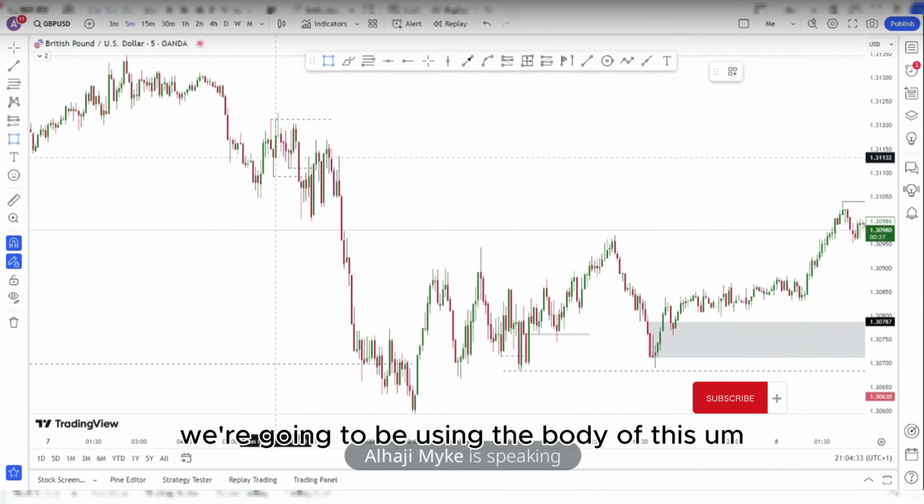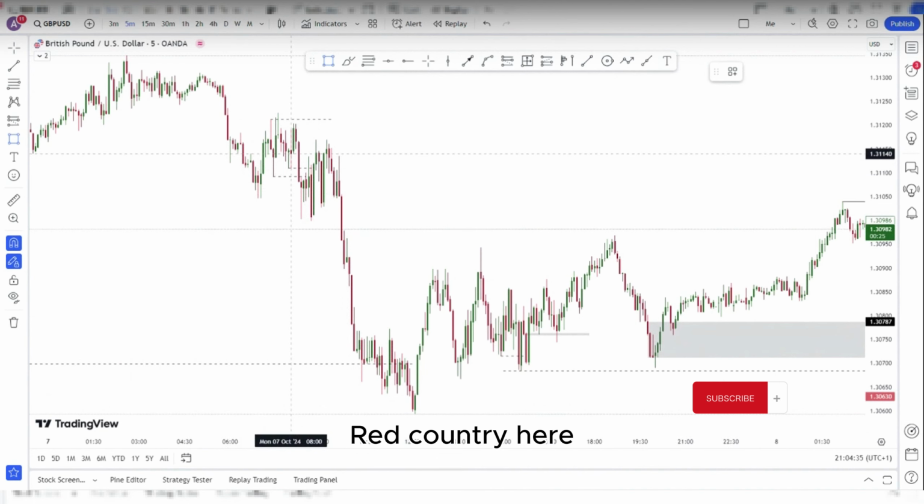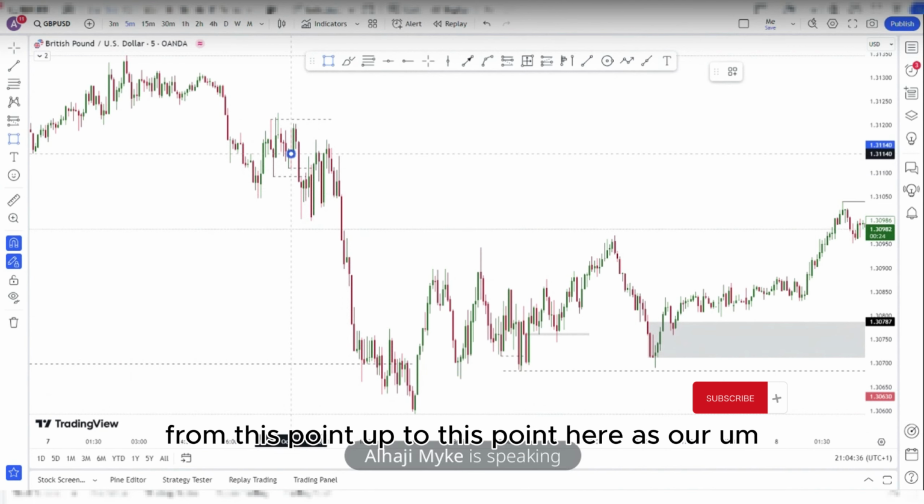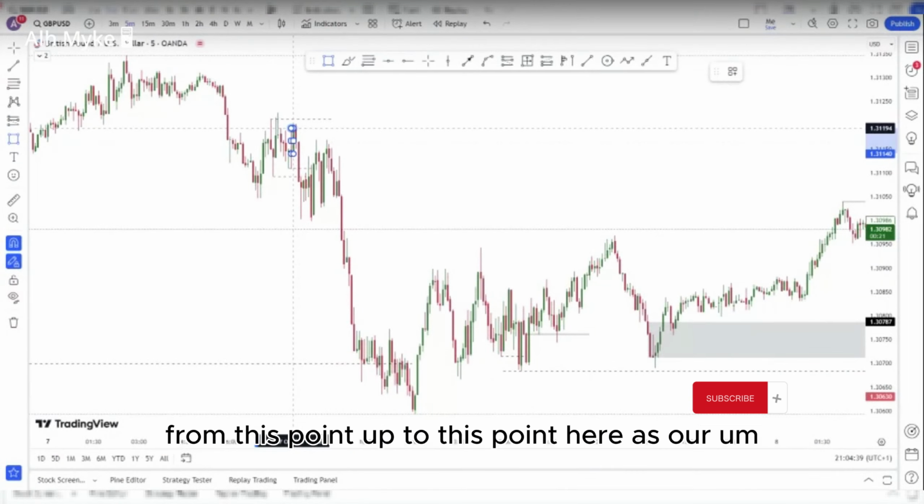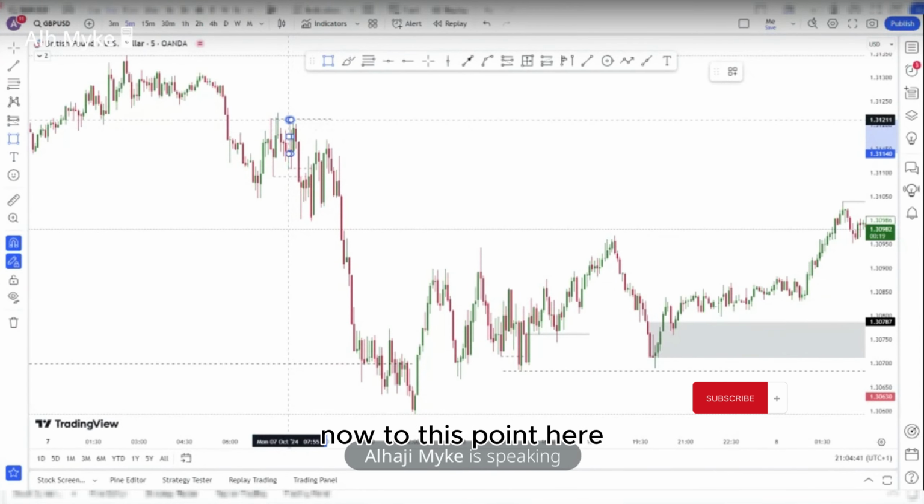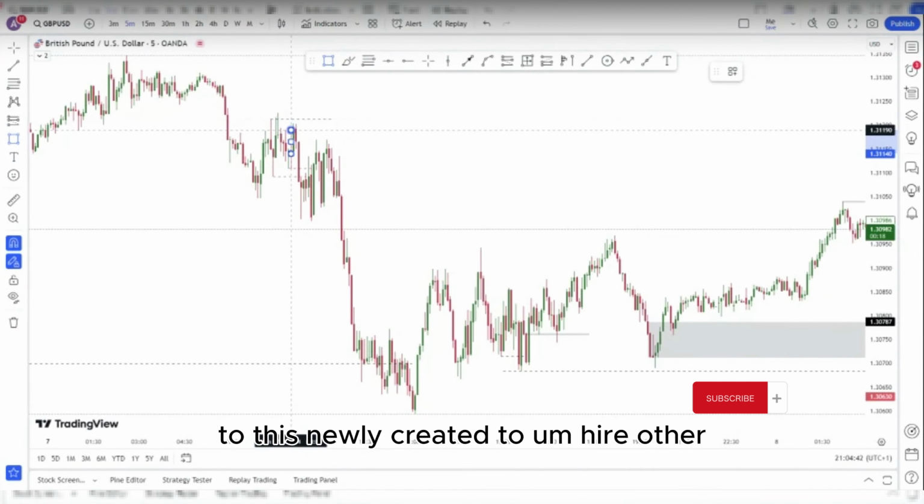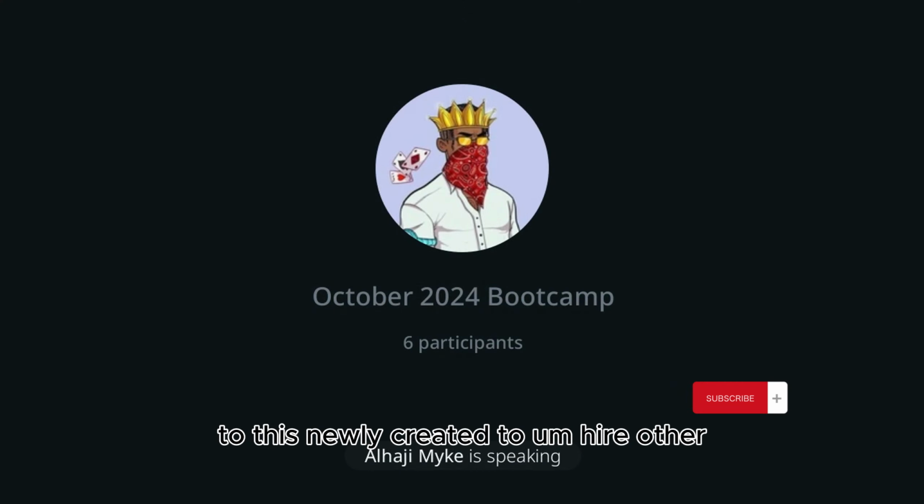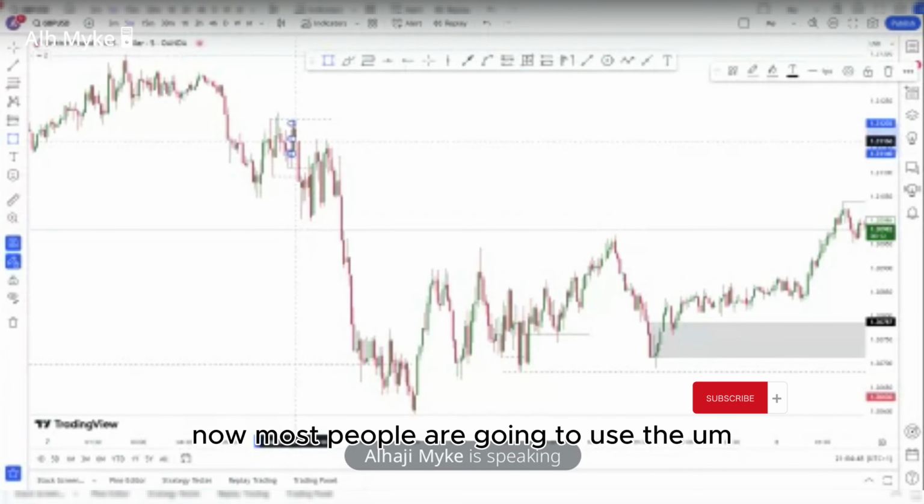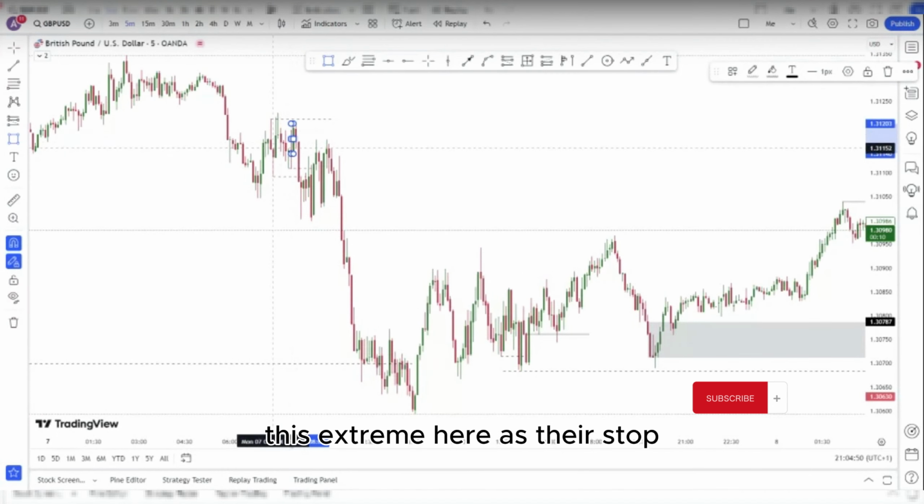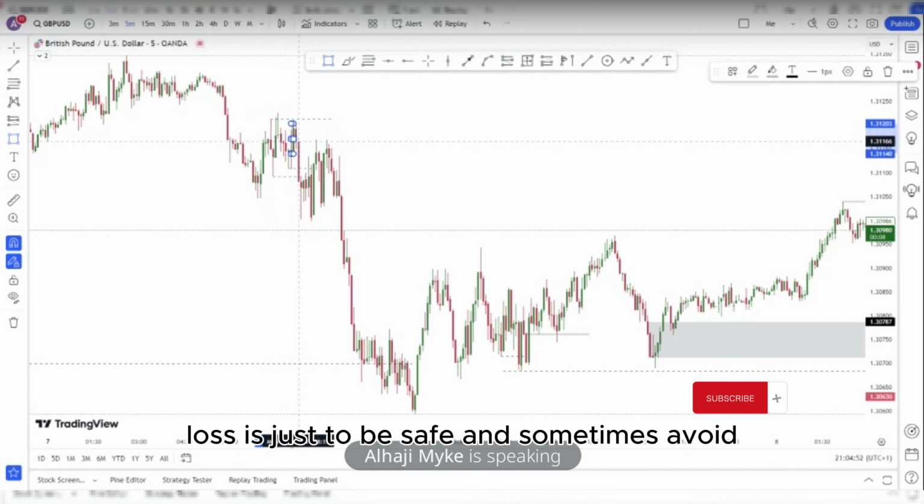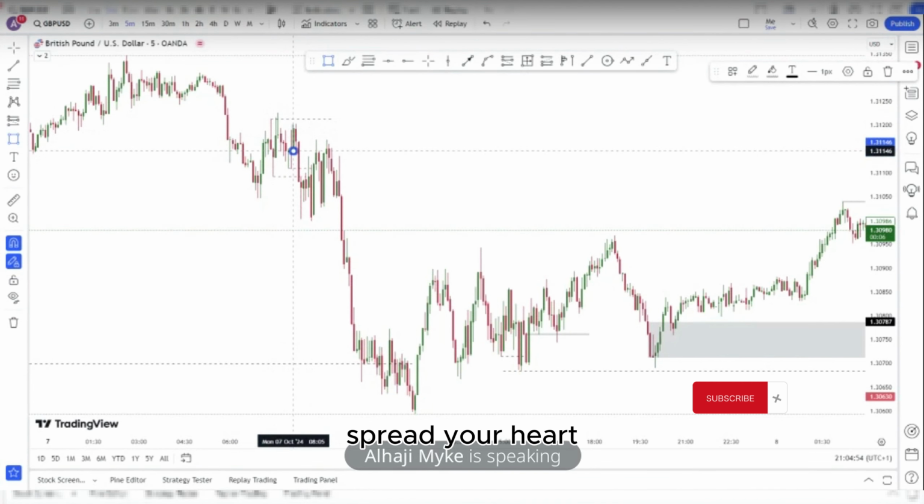we're going to be using the body of this red candle here, from this point up to this point here, as our order block. This is our order block, up to this newly created blue high. Now most people are going to use this extreme here as their stop loss just to be safe, and sometimes to avoid spread wahala.